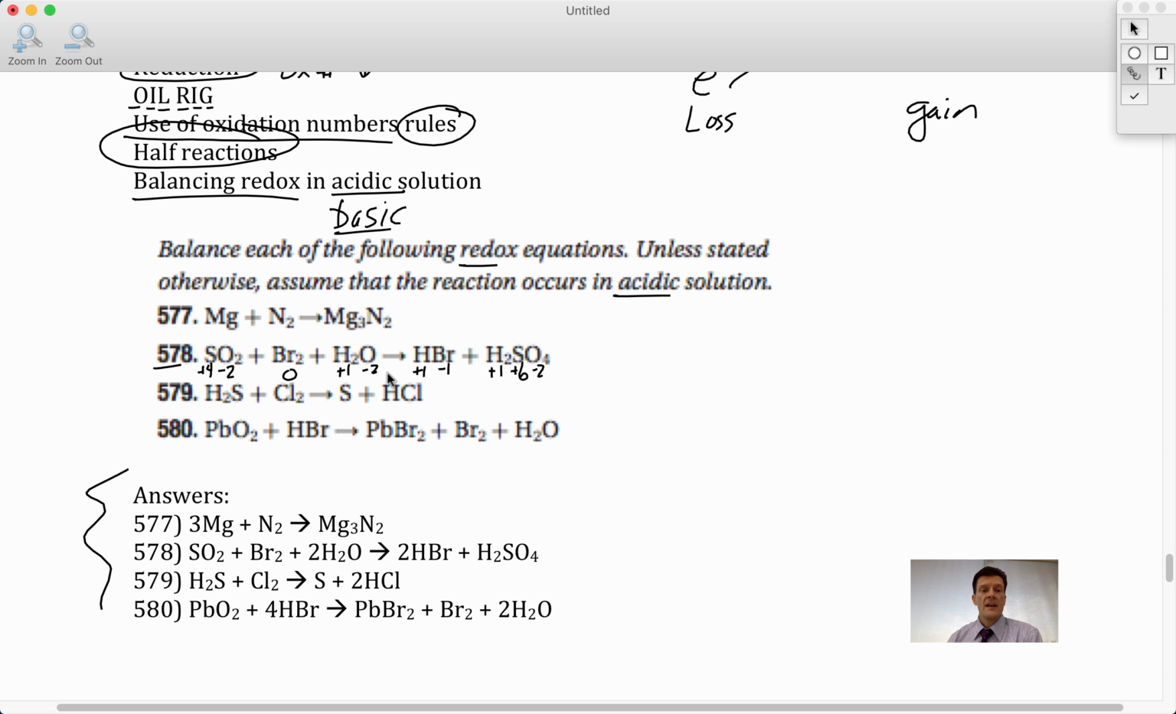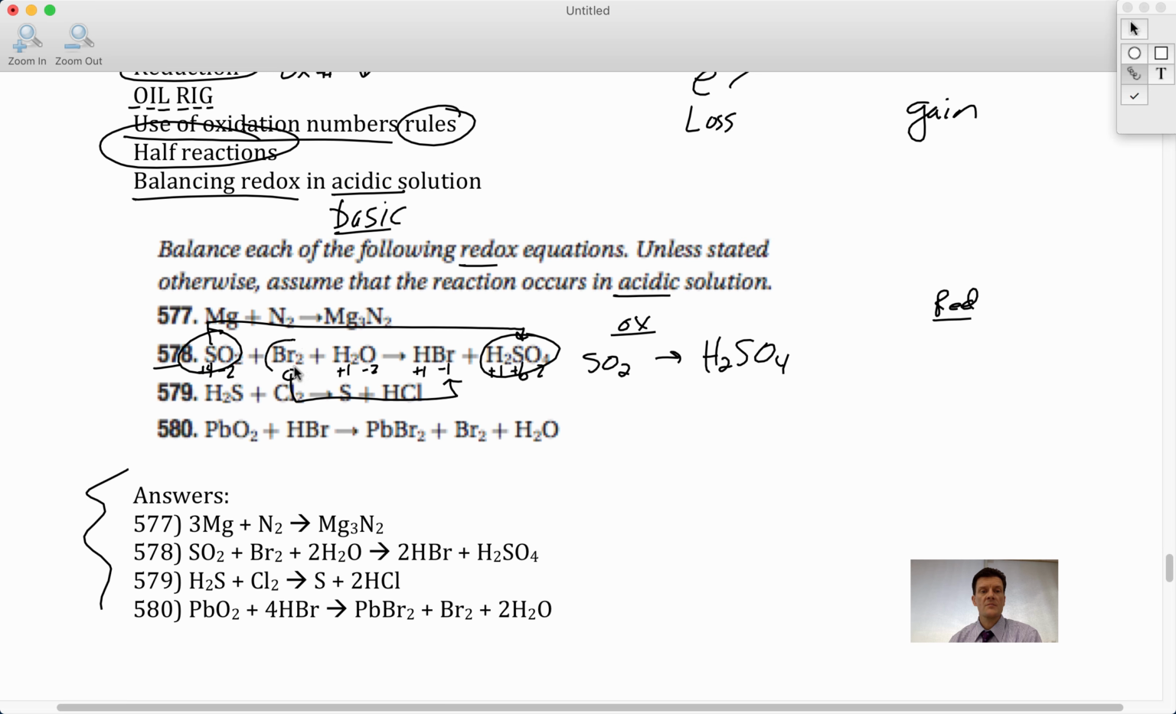So now we look at any changes. Well, the S went from 4 up to 6, so it is being oxidized. And the Br is going from 0 to -1, so it is being reduced. So I'm going to write the 2 half reactions, and then I'm going to look at them separately, balance them separately, and then bring them back together. So I'm only going to take the species that have the particular element in them that is being oxidized or reduced. Okay? So let's take the one that's being oxidized here, SO2, because it has an S in it, and on the other side we have the H2SO4.